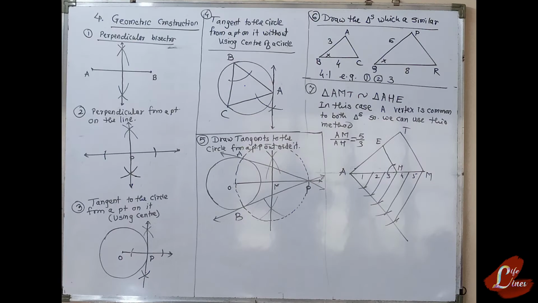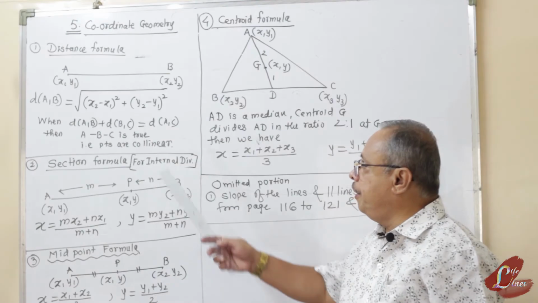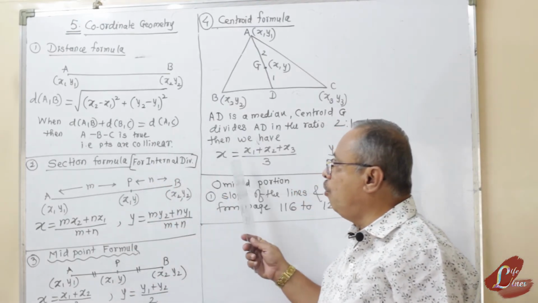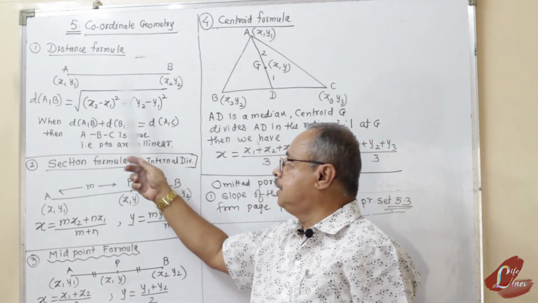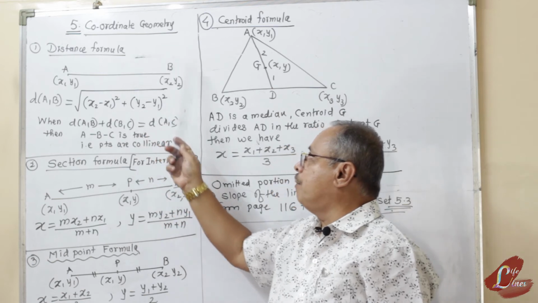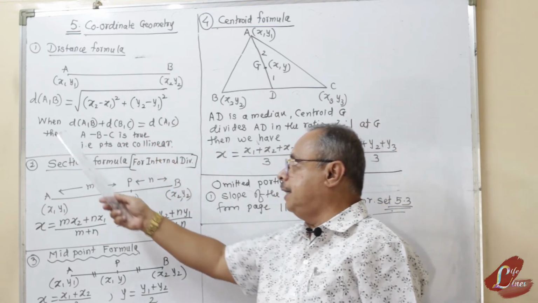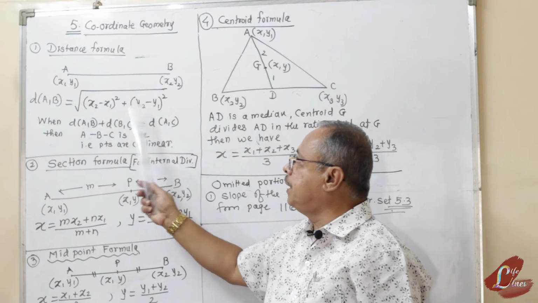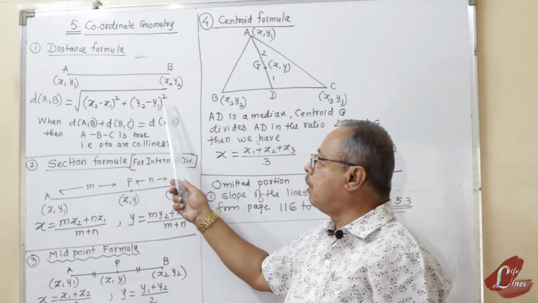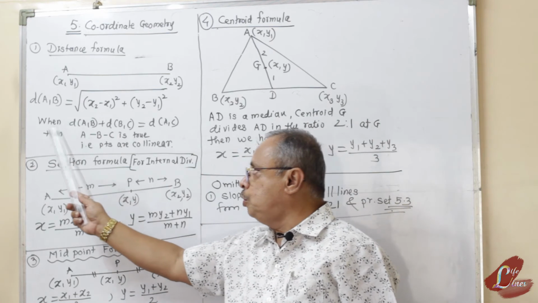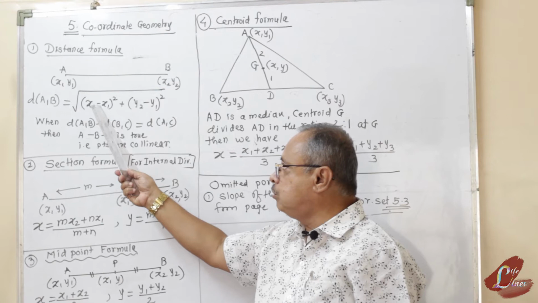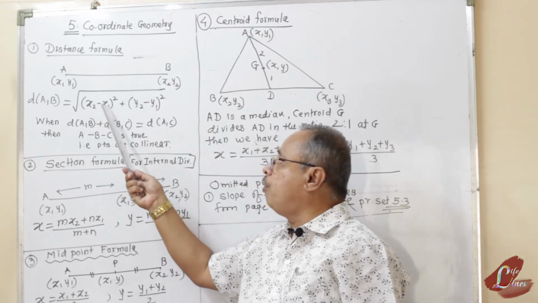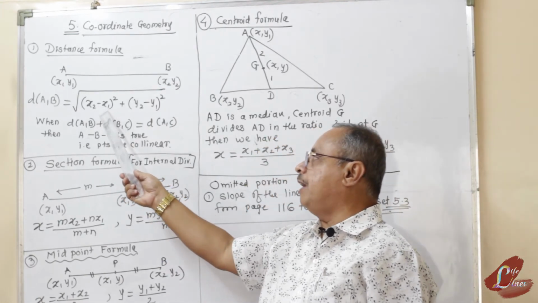That's all. In coordinate geometry we have only four formulae. First is the distance formula. If AB is the distance, and A (x1, y1) and B (x2, y2) are the points on the line, then distance AB is equal to the square root of (x2 minus x1) whole square plus (y2 minus y1) whole square. We have to substitute the values in the formula in brackets only, because if a negative sign is there before x1, we have to take care of that.